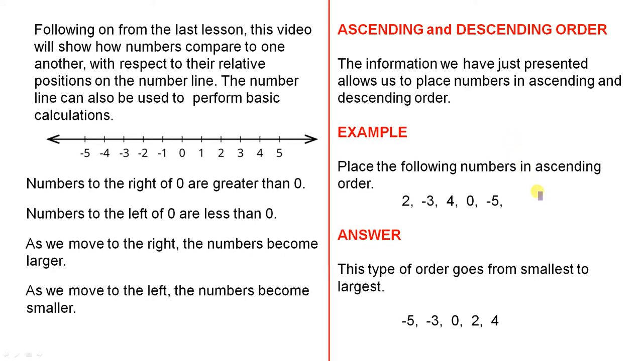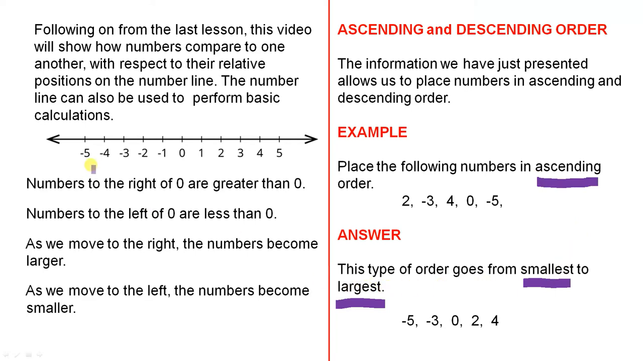Place the following numbers in ascending order. And here are the 5 numbers. There they are. Now, for the answer, we need to know that this type of order goes from smallest to largest. So, ascending order goes from smallest to largest.